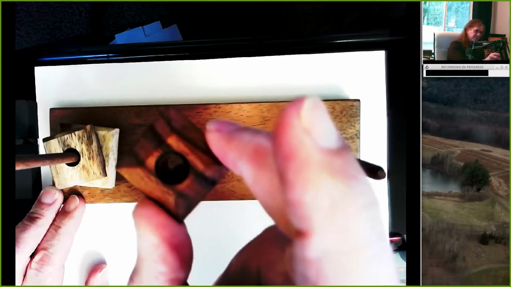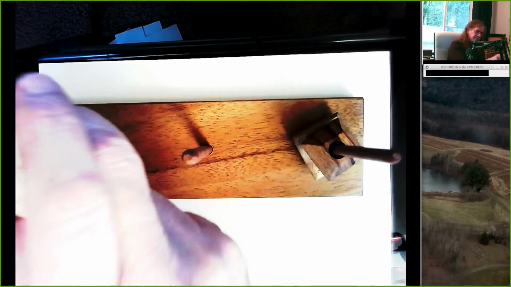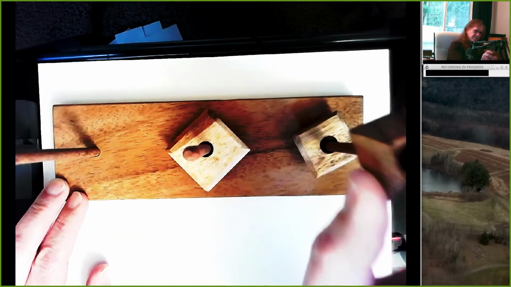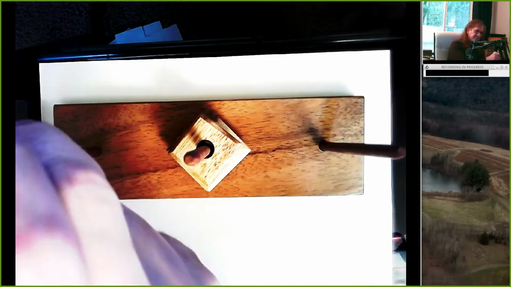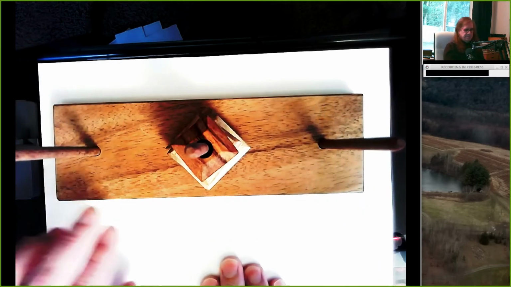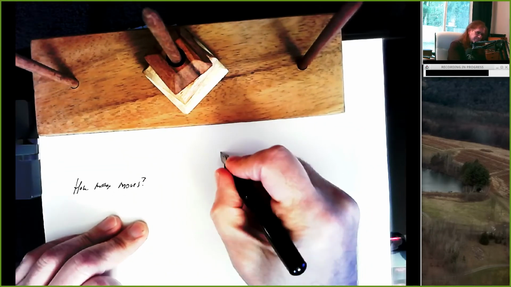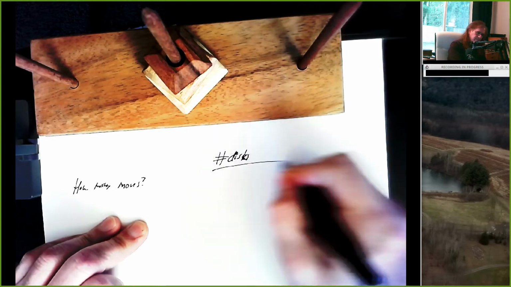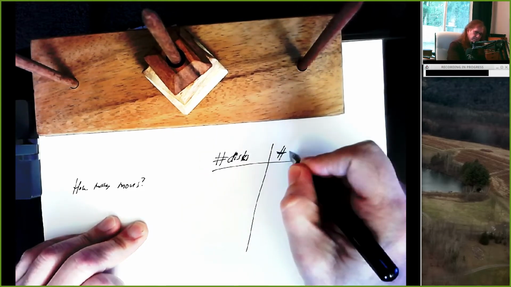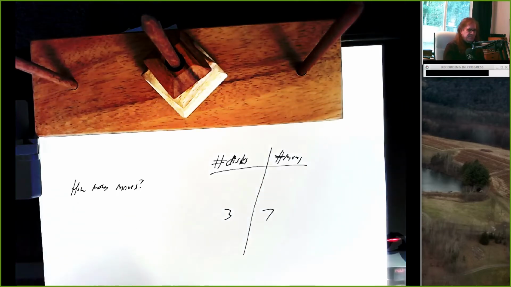So I'm going to go 1, 2, 3, 4, 5, 6, 7. So 3 discs. Three discs I can move in 7 moves.